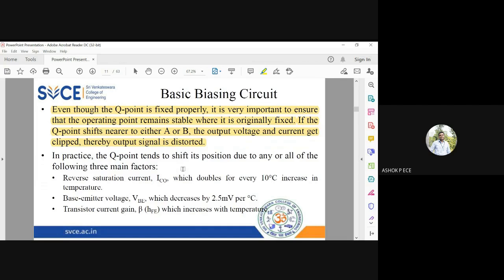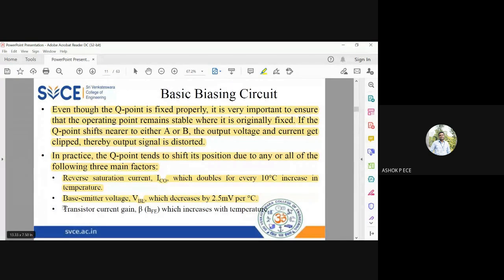DC load line, and what all will shift your Q point. We have seen this already. One is ICO, the reverse saturation current, which will double for every 10-degree rise in temperature. We have seen this yesterday. Another one is VBE. VBE will also decrease by 2.5 millivolt per degree Celsius. So if the temperature increases by 1 degree Celsius, VBE will decrease by 2.5 millivolt.